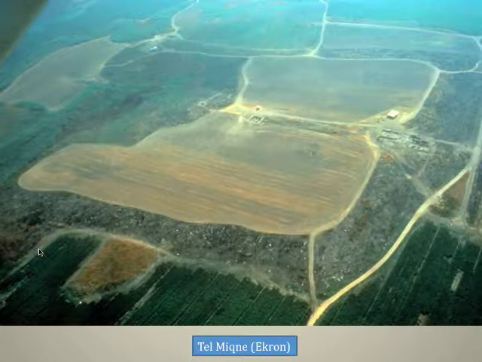And there are a lot of large sites in the Shvelah because it's a very welcoming area for growing things and for living. It's very easy, close to the coast for transport and trade, close to the central hills for quarries, for stone. And so there are a lot of large sites. This is one that we'll be looking at pretty soon. Tel Mikne, which is ancient Ekron. That's its ancient name. And you see the site here.